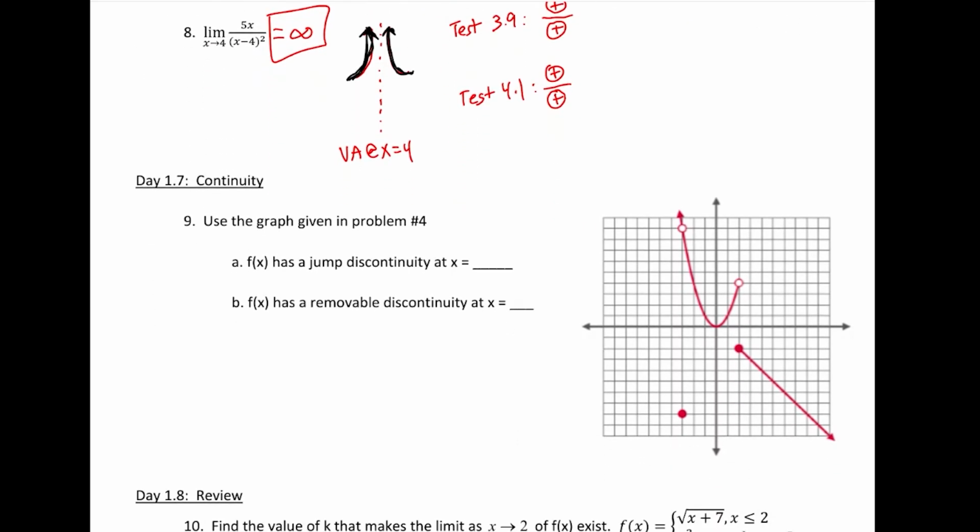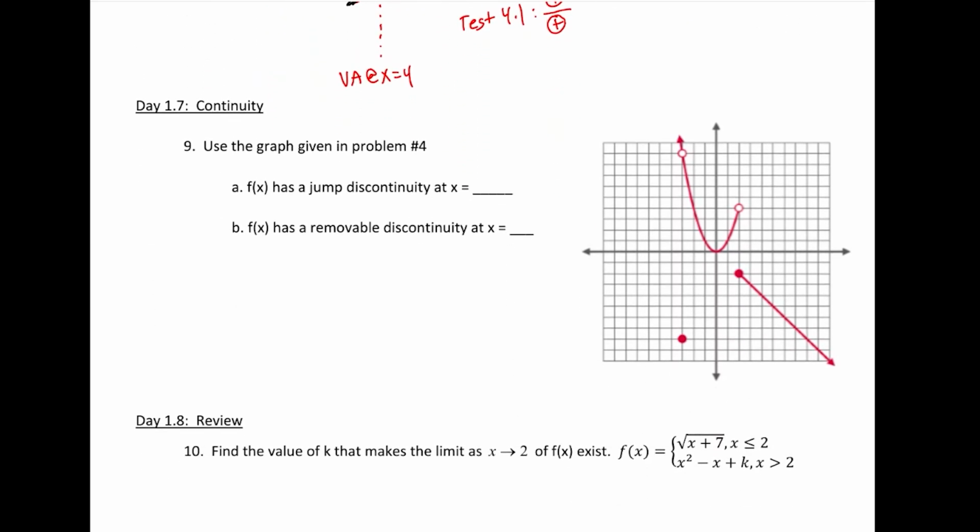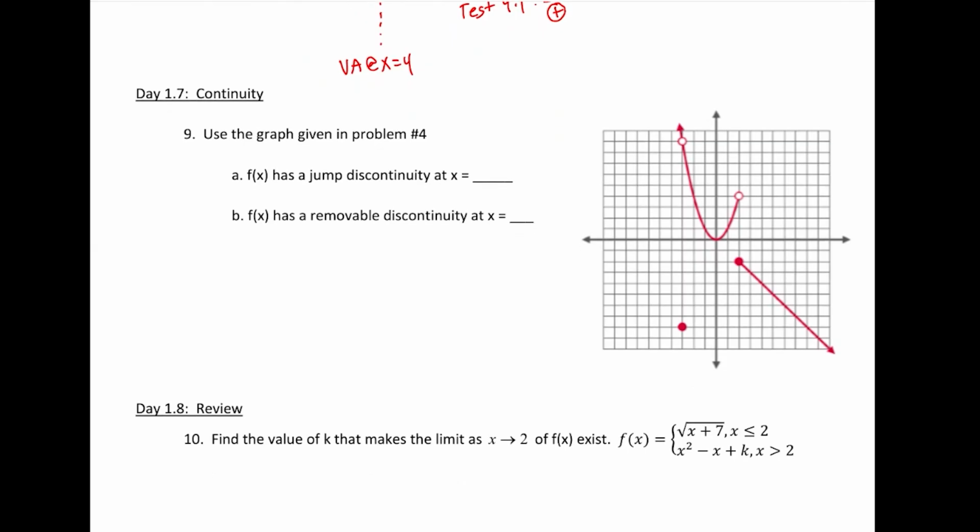All right, then we talked about continuity, and this is the same graph that we were given in problem 4. So we're going to just analyze this a little bit further. It says we have a jump discontinuity. A jump discontinuity is where you have a jump from one point to the next, and these points might be filled in, they may not be. They can't both be, but it doesn't really matter to answer this question. We just want to know, where's that jump discontinuity? And we can see that jump discontinuity is occurring right here at x equals 2.